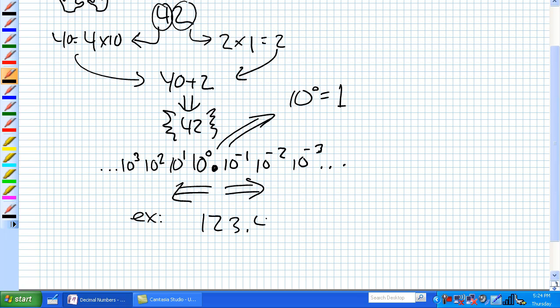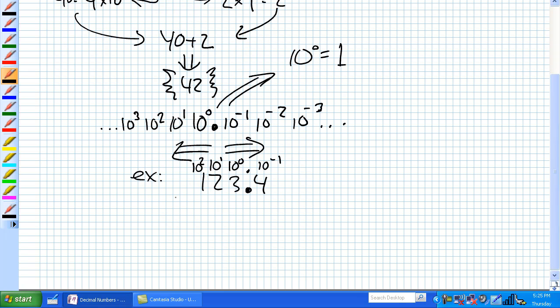1, 2, 3, 4. Here's our decimal point. Let's go to just to the left of it. The 3 is in the 10 to the 0 spot. The 2 is in the 10 to the 1 spot. And the 1 is in the 10 to the 2 spot. Now we're going to the right of the decimal point. The 4 is in the 10 to the negative 1 spot. So 1 times 10 to the 2, 2 times 10 to the 1, 3 times 10 to the 0, plus 4 times 10 to the negative 1.